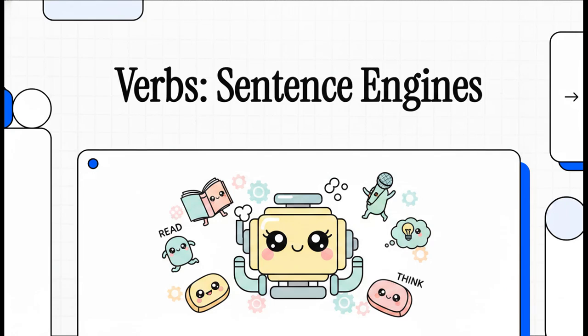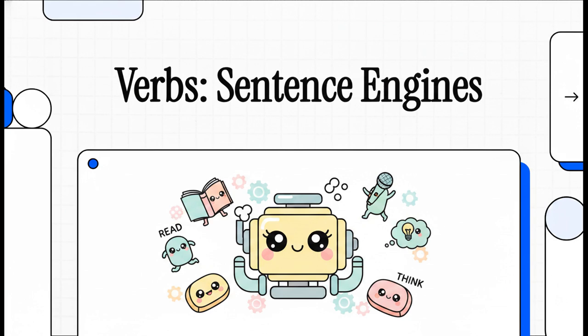Welcome to The Explainer. Today, we're diving into something you use literally every single time you speak. But you probably rarely stop to think about it. Verbs. They aren't just simple words tossed onto a page. They are the highly complex, super-powered engines driving our entire system of communication.